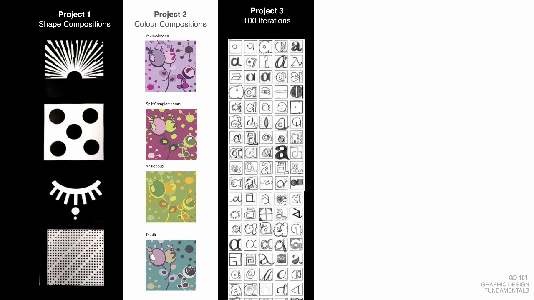In project number 3, we are going to add some content, meaning that we are going to try to actually express a certain idea. Project number 3 is the 100 iterations project, where we take a subject and come up with 100 visual interpretations of that subject. This is a great exercise in helping us to think creatively, as well as to diversify our own graphical thinking.